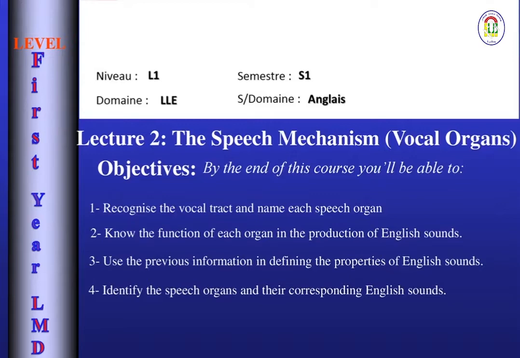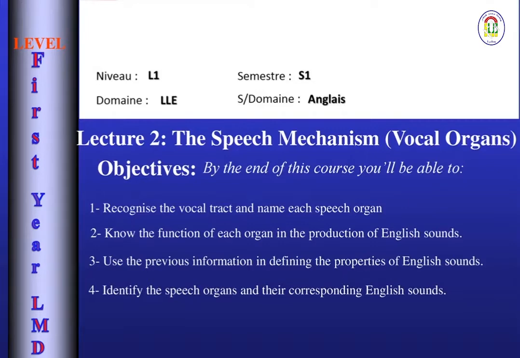This is why we need to know about the speech organs. In Arabic, it is called مخارج الحروف. We must know the place from where those consonants and those vowel sounds are produced.